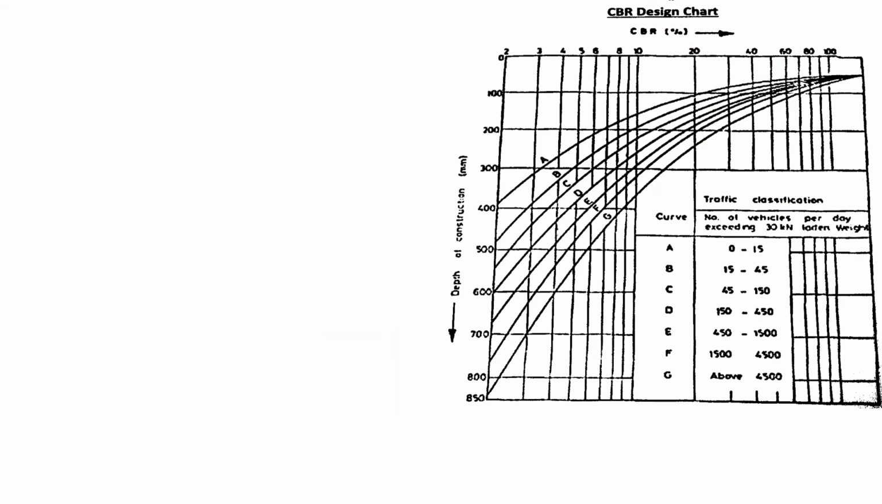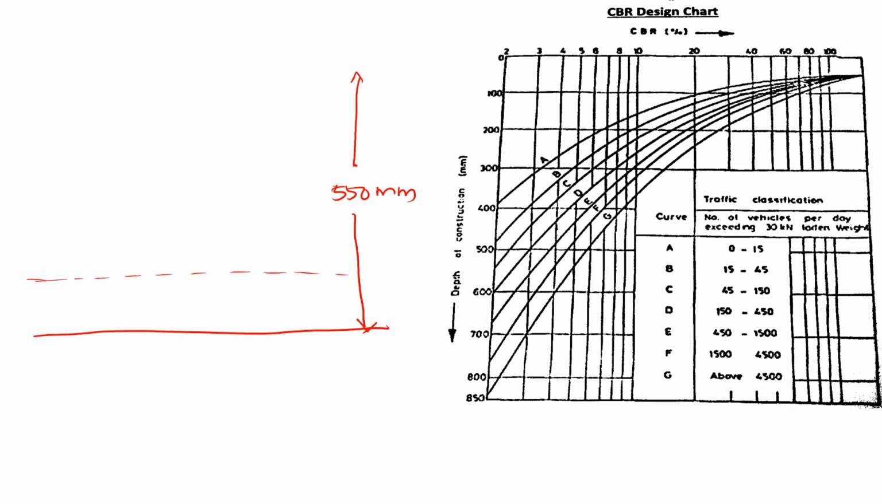So first we need to plot this thickness. We know that our total thickness of the road is 550 mm. Then next they have given that the base is 7% CBR compacted soil. Here the CBR value is 7%, compacted soil. So we need to find out the thickness corresponding to 7% CBR.